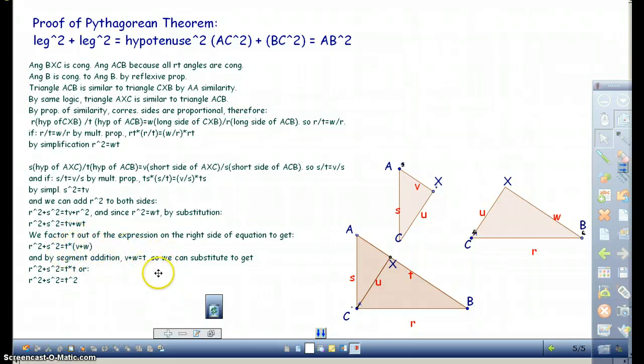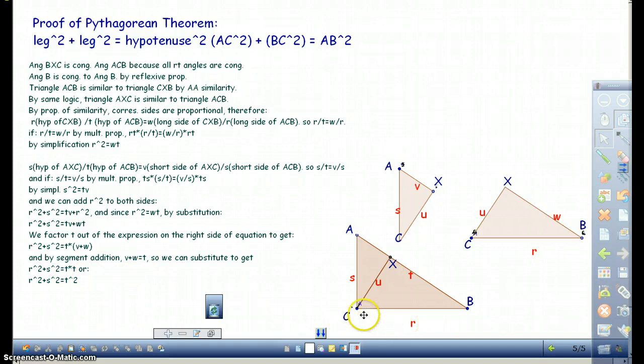Well, that's good. But let's see what V plus W was. V was this length, right? And W was this length. So what happened when we added V and W together? V and W together measures how much? By the segment addition property, if we add V and W together, we get right back to T, right? That's what T was. That's how we defined it. So now if we have T times V plus W, we can substitute and we get T times T, right? And then that becomes T squared.